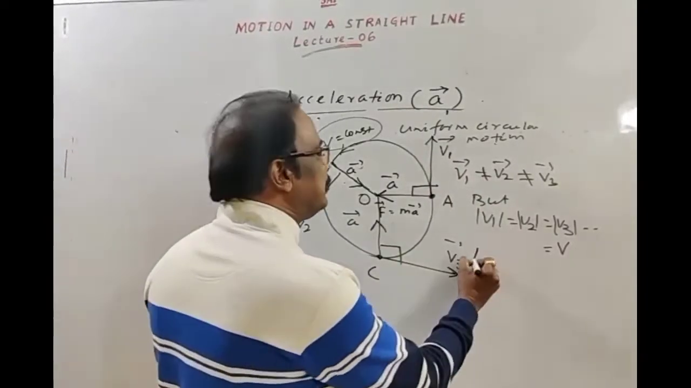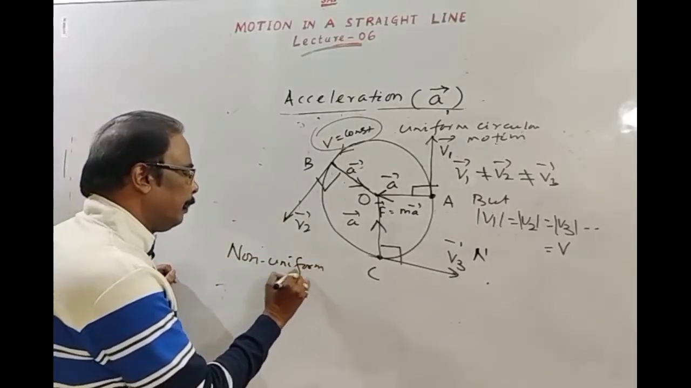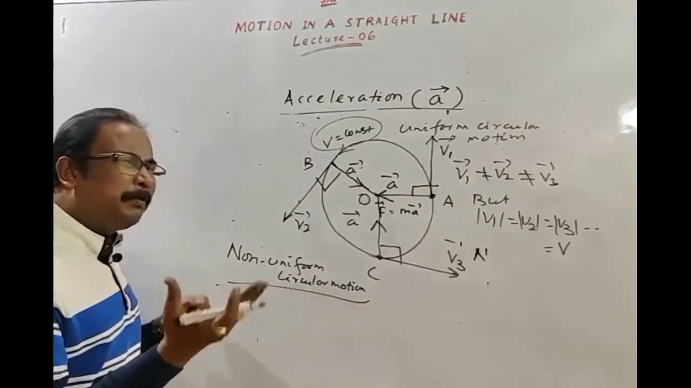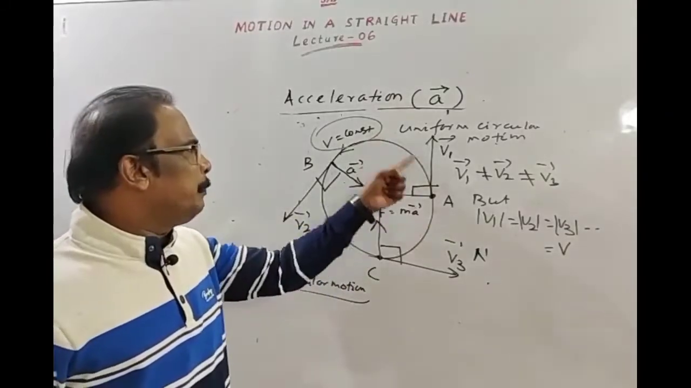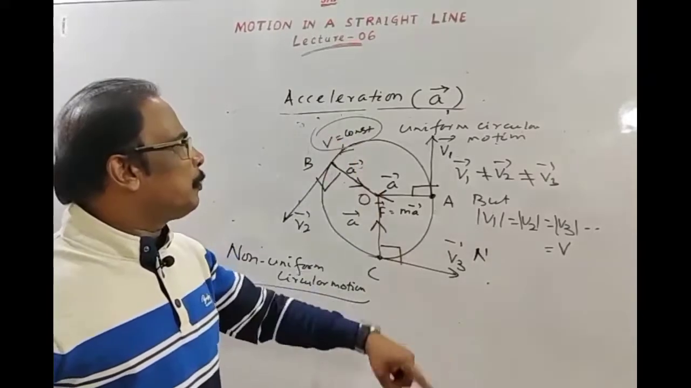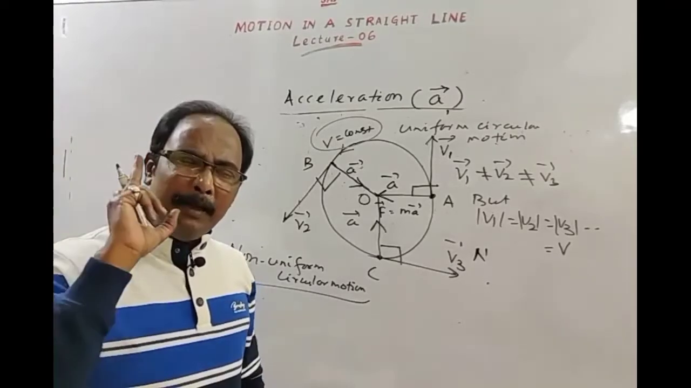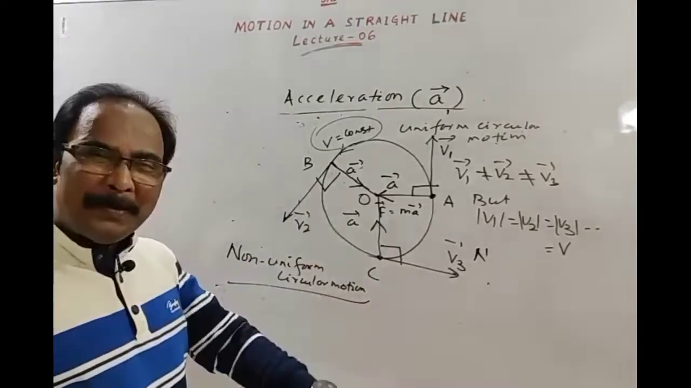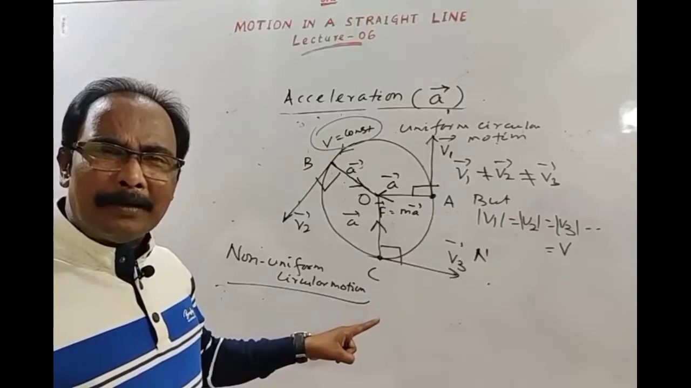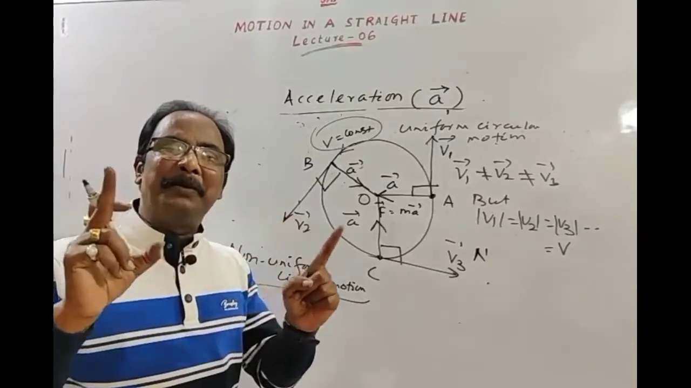If we consider non-uniform, I am writing here non-uniform circular motion. What is meant by non-uniform circular motion? Uniform circular motion is when a body or particle moves along a circle with uniform speed. Meaning in uniform circular motion, speed remains constant, but velocity doesn't remain constant; velocity changes due to change in direction. In non-uniform circular motion, the speed of the body moving along a circle doesn't remain constant. Meaning in non-uniform circular motion, velocity changes due to change in both magnitude and direction.